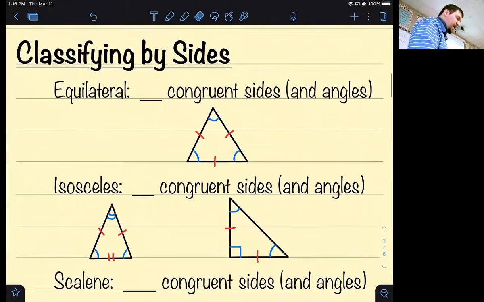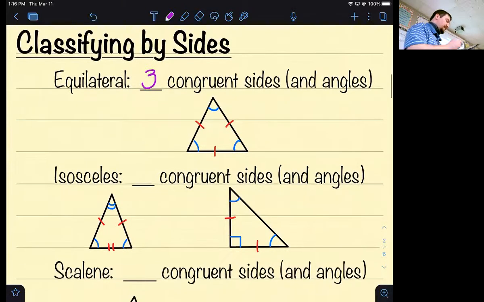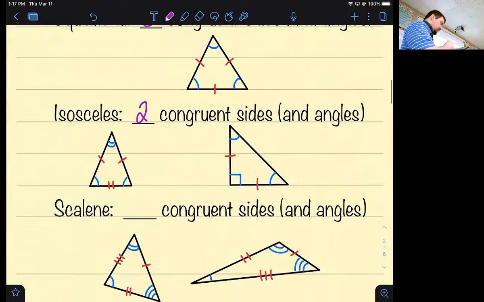To classify triangles by their sides, we have equilateral triangles that have 3 congruent sides and therefore 3 congruent angles. You'll always have as many congruent sides as you have congruent angles. Okay, there's a relationship there with triangles. If it's isosceles, it'll have 2 congruent sides and 2 congruent angles. And if it's scalene, it has 0 congruent sides or angles. They're all different measurements.